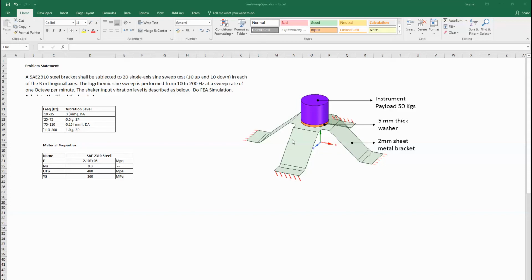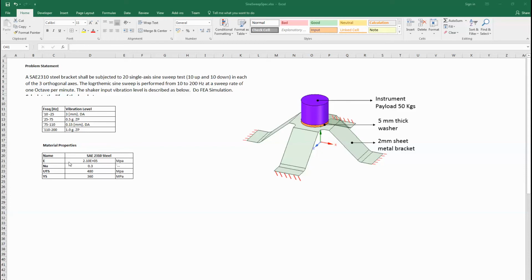The product qualification test requirement is that we need to subject this bracket to a shaker table test, which is a typical 3-axis sine sweep test. The requirement is that we have to sweep 20 cycles from 10 to 200 hertz in all 3 axes. First sweep from 10 to 200 hertz along the x-axis for 20 cycles, then do the same along the y-axis, then the same along the z-axis.